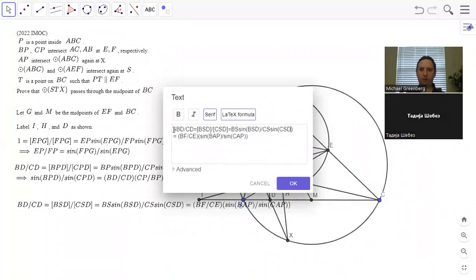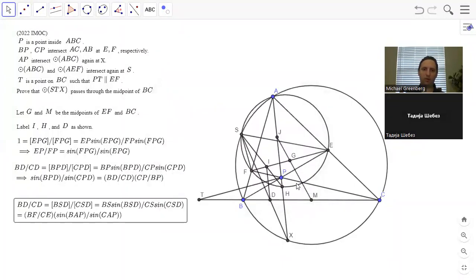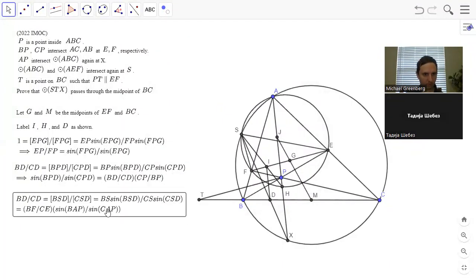Actually, I think if I do this, it'll work better. There we go. So then we combine these two. So we have BF, CE, FP. Okay, so it might just be like a law of sines that finishes it off.